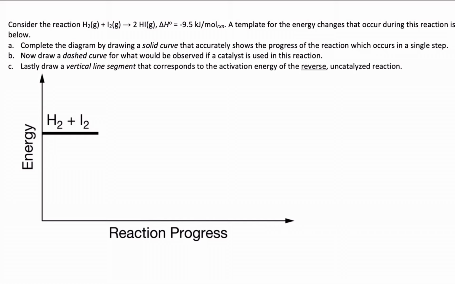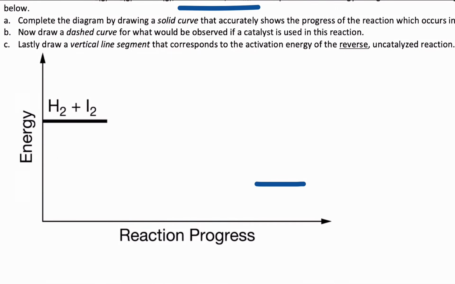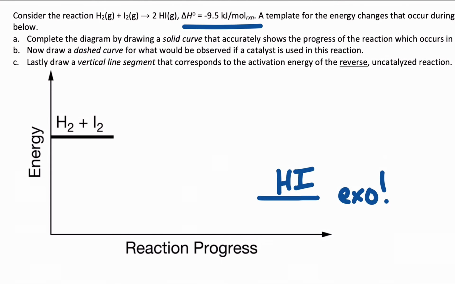Complete the diagram by showing a solid curve that shows the progress of the reaction in a single step. So the first thing I think they want me to make sure that I know is that this reaction is exothermic because of the negative energy. So I'm going to have some arbitrary place showing my HI product, and it is exo. It's at a lower energy. If it is a single step, that means I'm going to have a single curve separating the reactant and product. I'm going to make that a little bit smoother as I go from left to right. That's a single step. And that should be it.